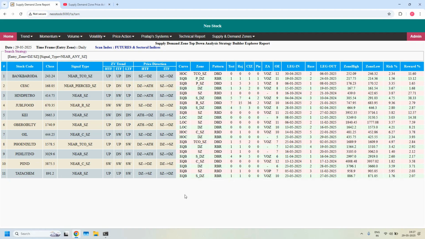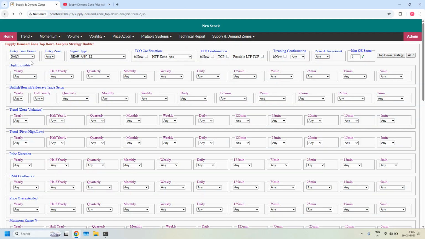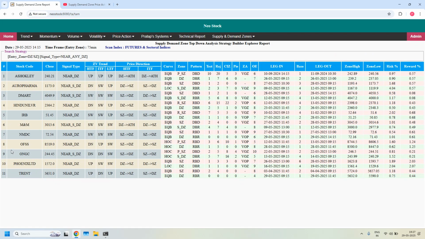Okay, this is daily time frame, and next time frame is 75 minutes. Stocks near to the 75 minutes demand zone. We got 11 stocks. So let us identify 75 minutes high liquidity demand zones from this list.